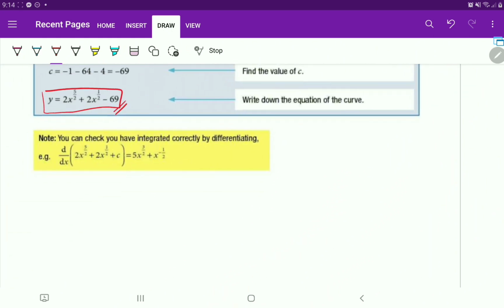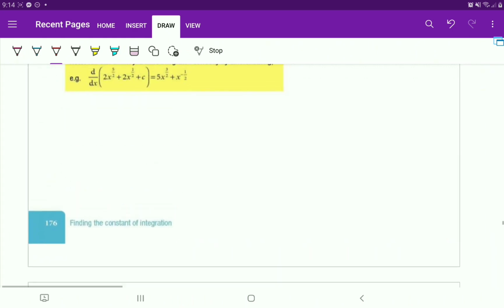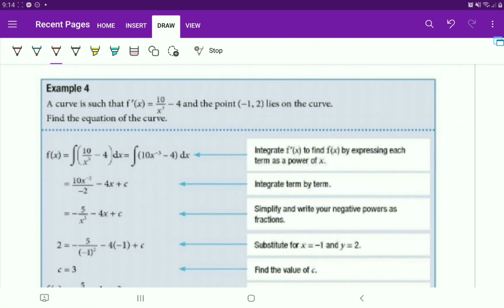So let's try to have more examples from here. By the way, guys, we have learned that one before from the previous chapter. So let's say a curve is such that the derivative is 10 over x cubed minus 4, and the point (-1, 2) lies on the curve. Find the equation of the curve. When you say equation of the curve, that is the one that you're looking for, the f of x. And the f of x is equal to the integral of the derivative, f prime of x, with respect to x, which is equal to the integral of 10 over x cubed minus 4 dx.